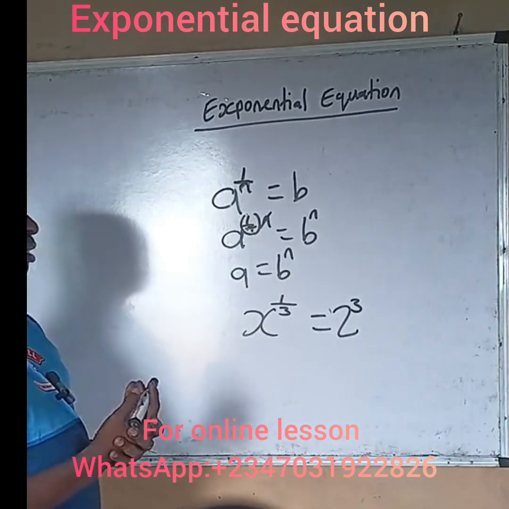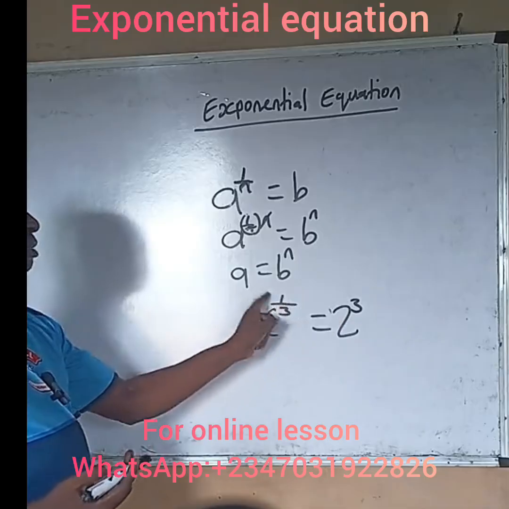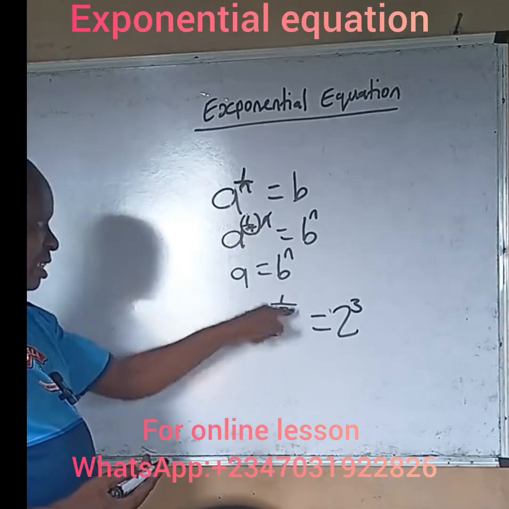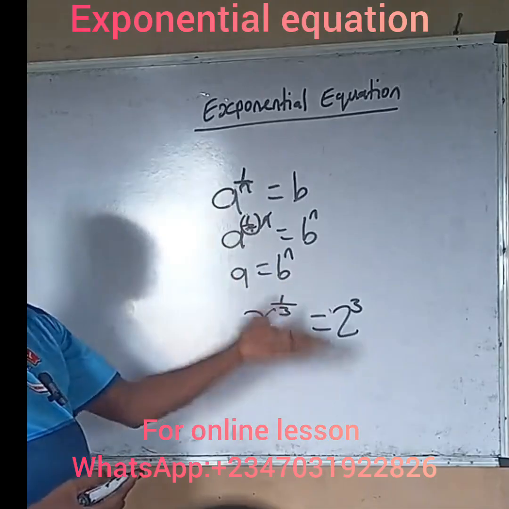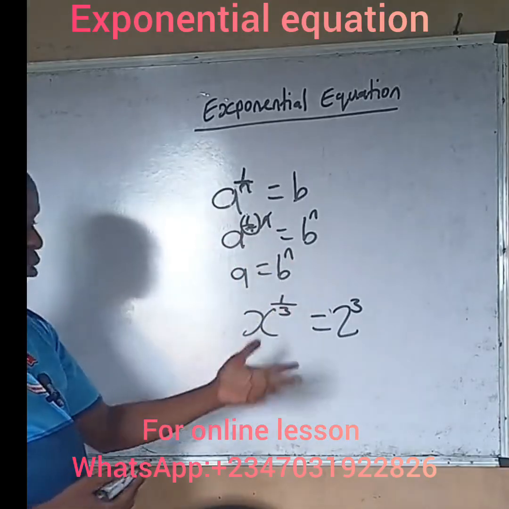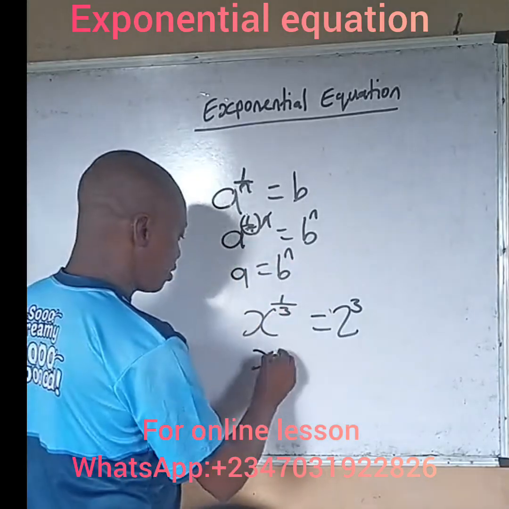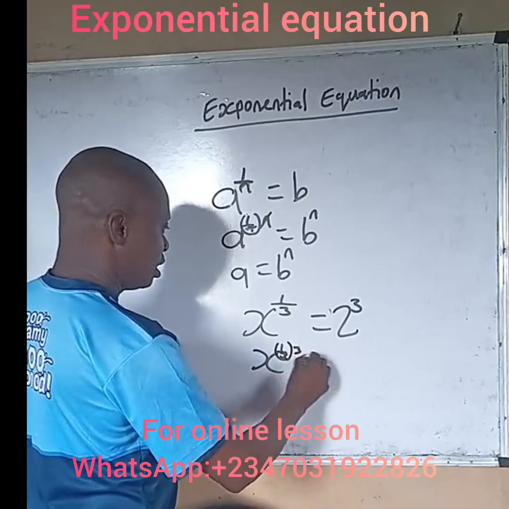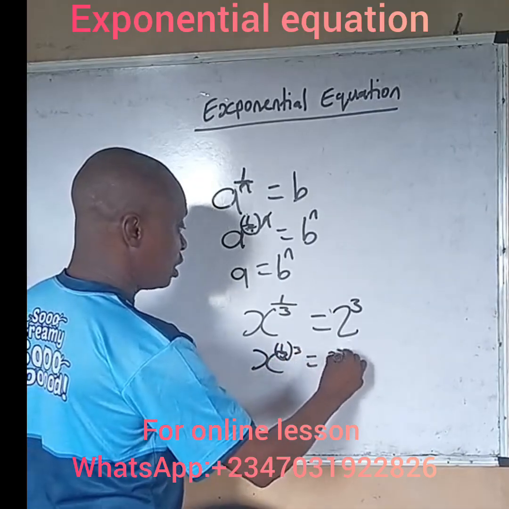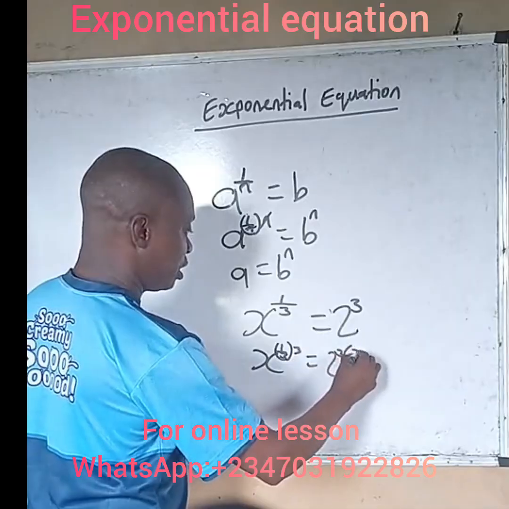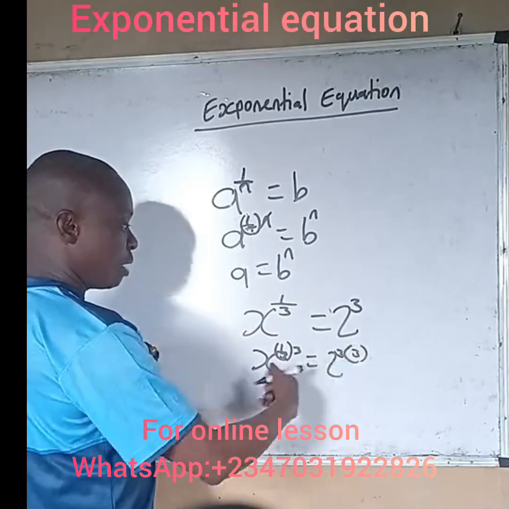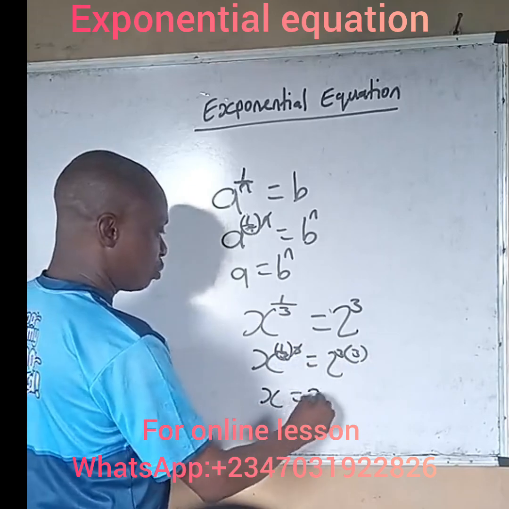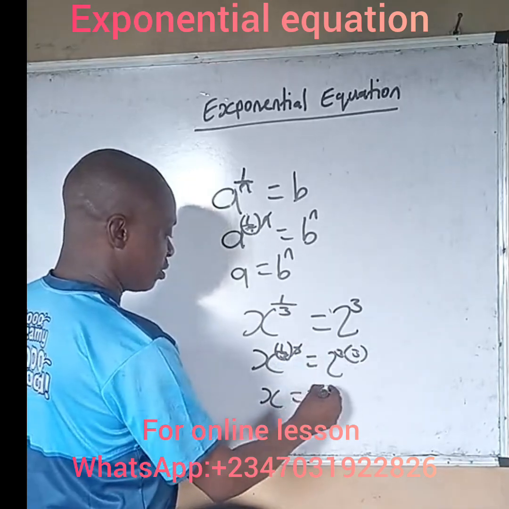What I just said is that you multiply both sides by the reciprocal of what I have here. The reciprocal of 1 over 3 is 3. The reciprocal of 1 over 2 is 2. So this will give me x raised to the power 1 over 3 times 3 equals 2 raised to the power 3 that is here, times 3, because you are multiplying both sides by the reciprocal of 1 over 3. So 3 will cancel 3. So our x will be equal to 2 raised to the power 3 times 3, which is 9.